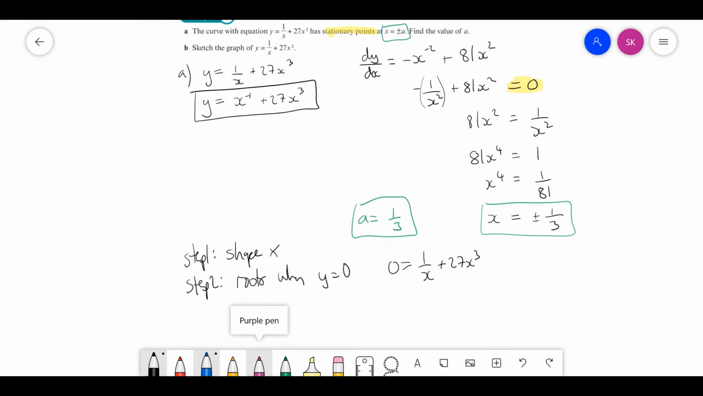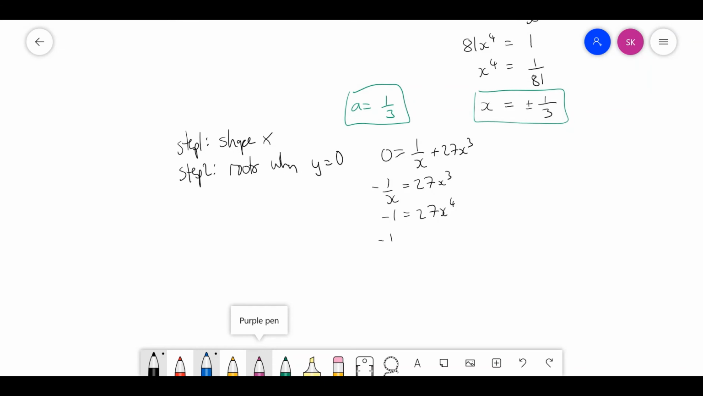Then I'm going to take away 1 over x from both sides, because it's not really easy to factorize that. I'll times both sides by x, and I get negative 1 equals 27x to the power of 4. Then I'm going to divide both sides by 27. And at this point, I'm thinking to myself, the fourth root of negative 1 over 27, that's impossible, because no number to the power of 4 would give a negative. So this graph doesn't have roots. So step 2 I can't do. Step 3 I would usually sketch, but I'm in no place to sketch right now, so I can't do that.